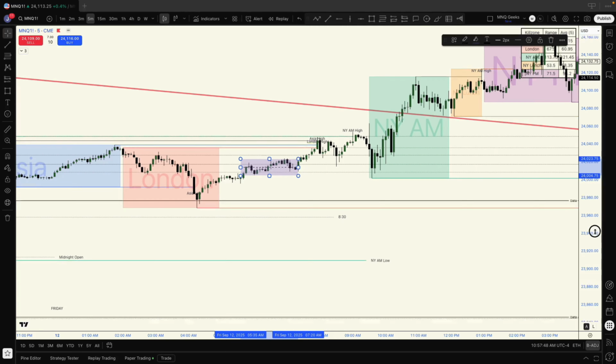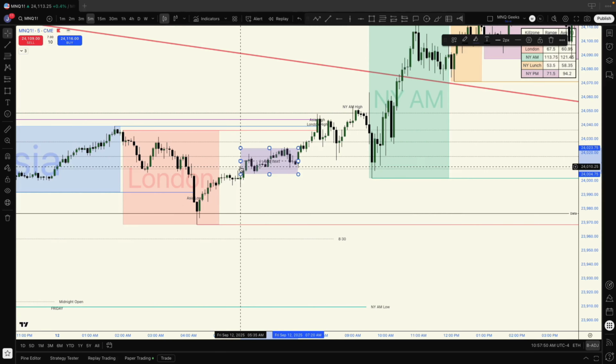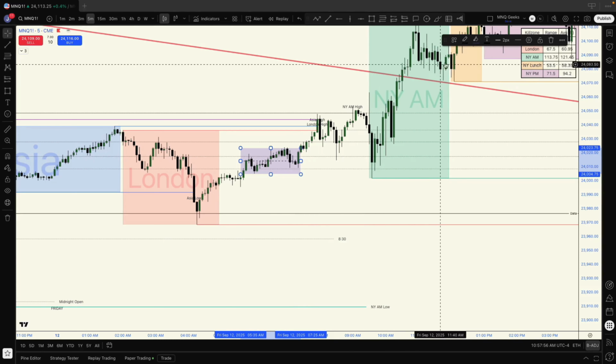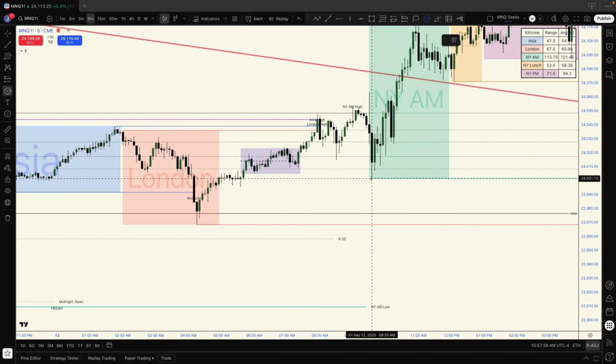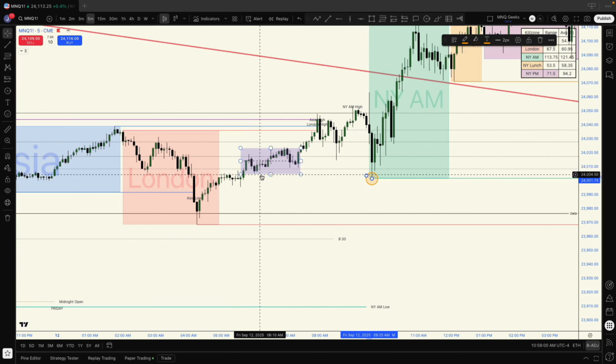This is all consolidation for the span from 5:35 a.m. to 7:20, so just about 2 hours. We're consolidating within this range. And what do we do during New York session? We come out and we sweep this consolidation.